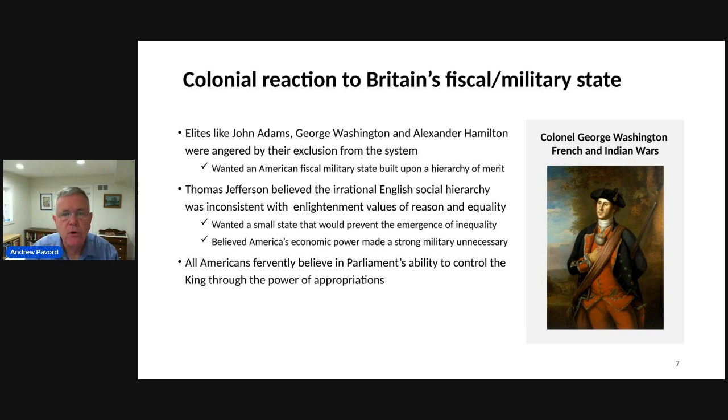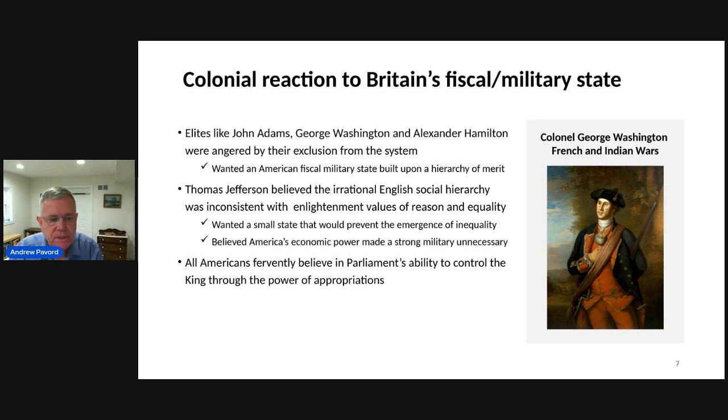Now, Thomas Jefferson took a totally different view of this. He believed that the English social hierarchy was fundamentally irrational, and it was inconsistent with the Enlightenment values of reason and equality. So he felt that by nature, all white men, because he didn't really conceive that black people could be equal to white people, but he said that all white men should be equal. And he wanted a state to prevent the emergence of inequality. Because remember, in the English system of the fiscal military state, the way you became really wealthy is by participation in government corruption. The idea of an entrepreneur building a business and becoming wealthy, that concept didn't exist. And so Thomas Jefferson wanted equality. It meant limiting the size of government.